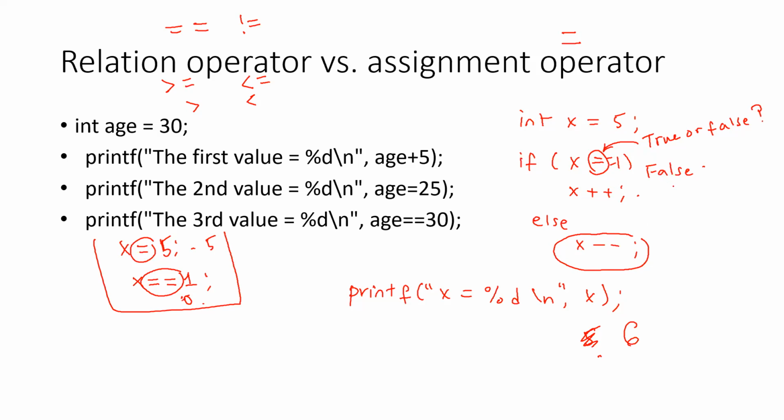And which is false is what? False is the else part. So it will become x minus minus, and the answer will be 4. So what is this called? This is, if you make a mistake in this case, called a logic error. Logic error, what is it? You intend to do something but something else happens.